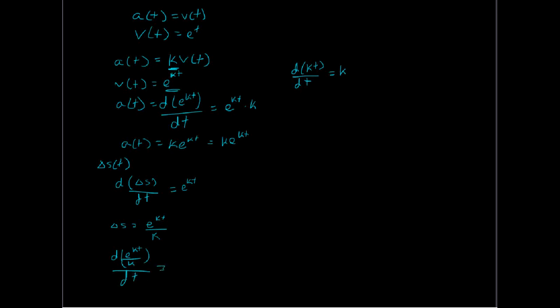And since the 1 over k is a constant, it can just pop out. And the derivative of e to the kt, we already know, is going to be e to the kt times k, because we'll be using the product rule. I'm sorry, not the product rule, the chain rule. And 1 over k and k will cancel out, and we'll be left with just e to the kt, which is what we wanted.